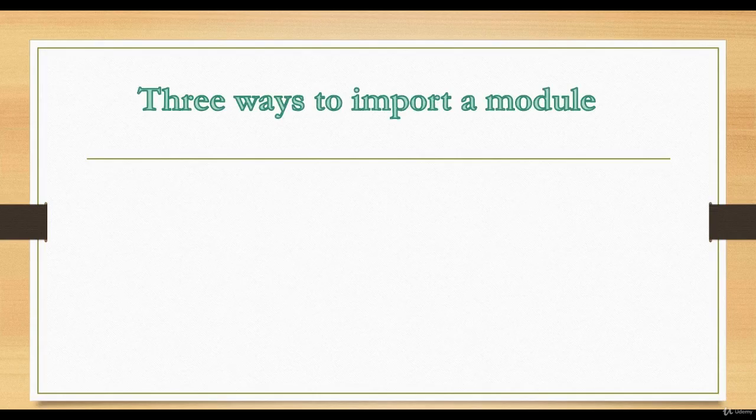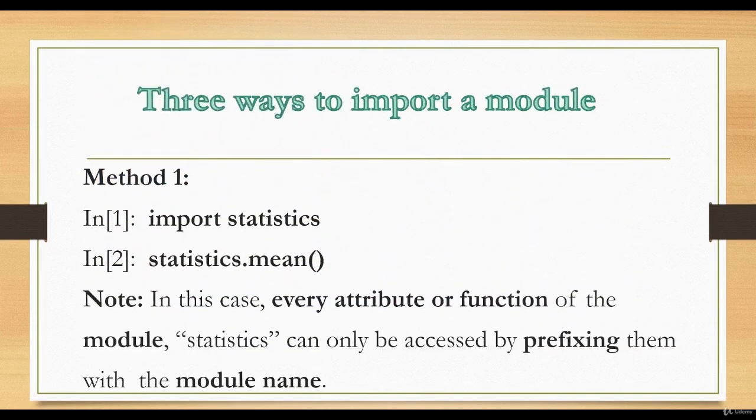There are three ways to import a module. First is import module name, and then you use module name dot method. In this case, every attribute or function you use has to be prefixed by the module name.